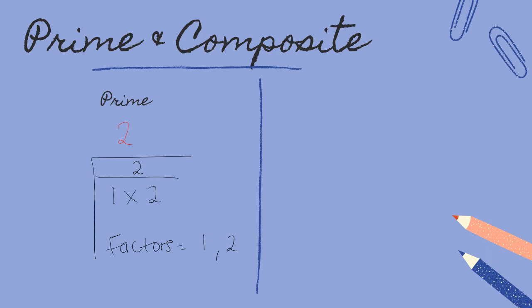So the answer is whether 2 is prime or not. Yes, 2 is a prime number. So what is a prime number? Prime numbers are those numbers that have 2 factors only, that is 1 and itself. Composite. So what are composite numbers?